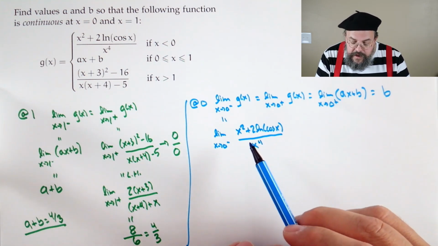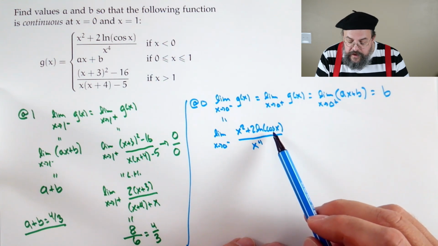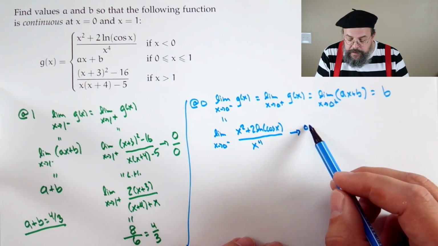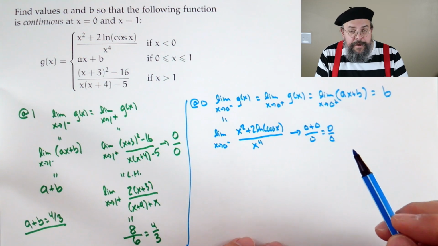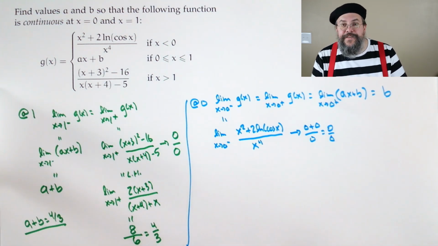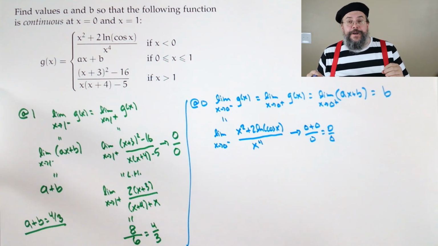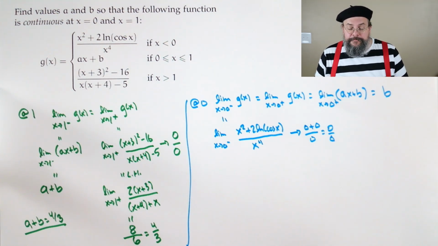What we do, no real big surprise here, is we think about what's happening when we plug in 0. Well, 0 plus 2 log of cosine of 0. Cosine of 0 is 1. Log of 1 is 0. So this is really going to 0 plus 0 over 0. So it's going to be a little bit of work. There's no fancy, hey, let's factor. No, these are not polynomials. So we're committed here. We're going to go quite a ways on this problem, I suspect.